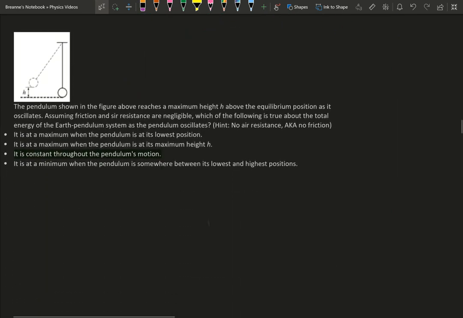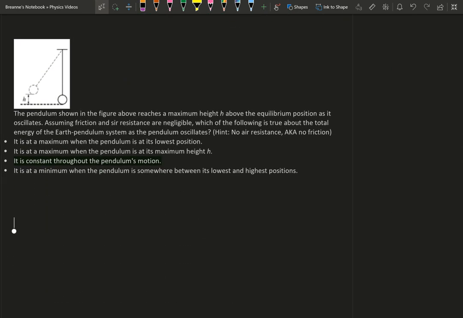So next question. We have the pendulum shown as a figure above reaches a maximum height h above the equilibrium position as it oscillates. Assuming friction and air resistance, I don't know why it says "Sir resistance," I'm talented like that, air resistance is negligible. Which of the following is true about the total energy of the Earth pendulum system as the pendulum oscillates? So no air resistance, aka no friction.